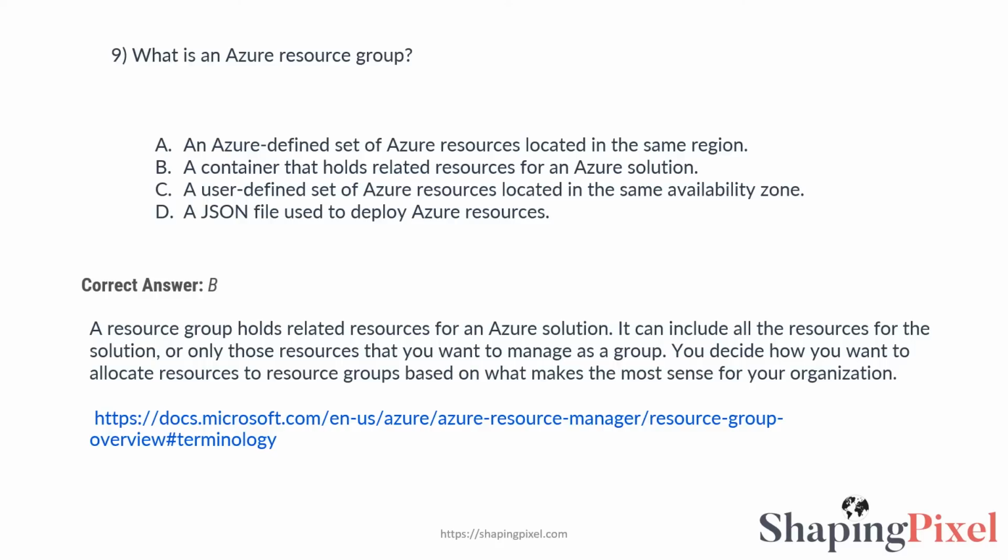A resource group holds related resources for an Azure solution. It can include all the resources for the solution or only those resources that you want to manage as a group. You decide how you want to allocate resources to resource groups based on what makes the most sense for your organization.